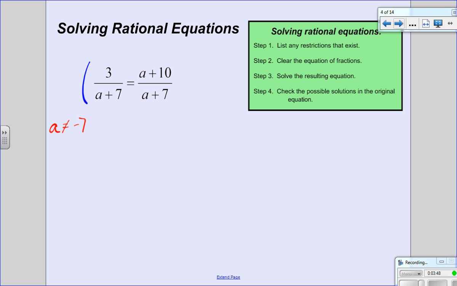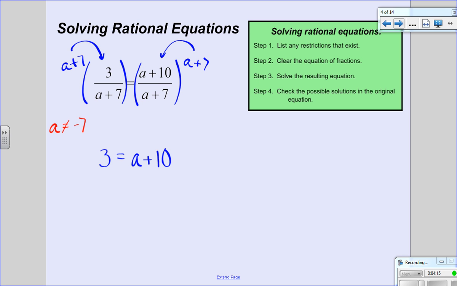So let's solve this. To do that, we want to clear the fraction. In this case, a plus 7 is the least common multiple. That is what's going to clear our fraction. So this actually is a pretty easy step since it just cancels out. A plus 7 cancels with a plus 7 to give us 3. Here, a plus 7, again, cancels with our denominator, so we're left with a plus 10, the numerator. Now let's just solve this equation. Subtract 10 from each side. And we get a equals -7.